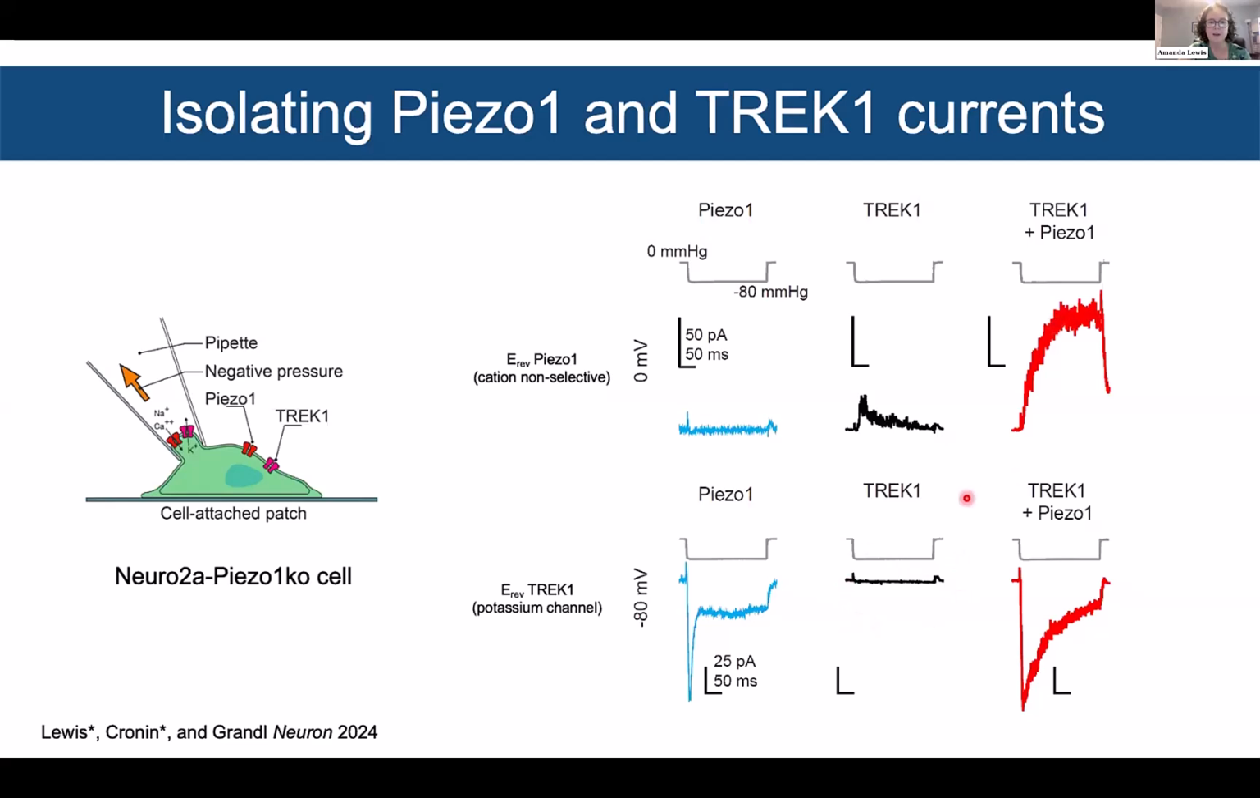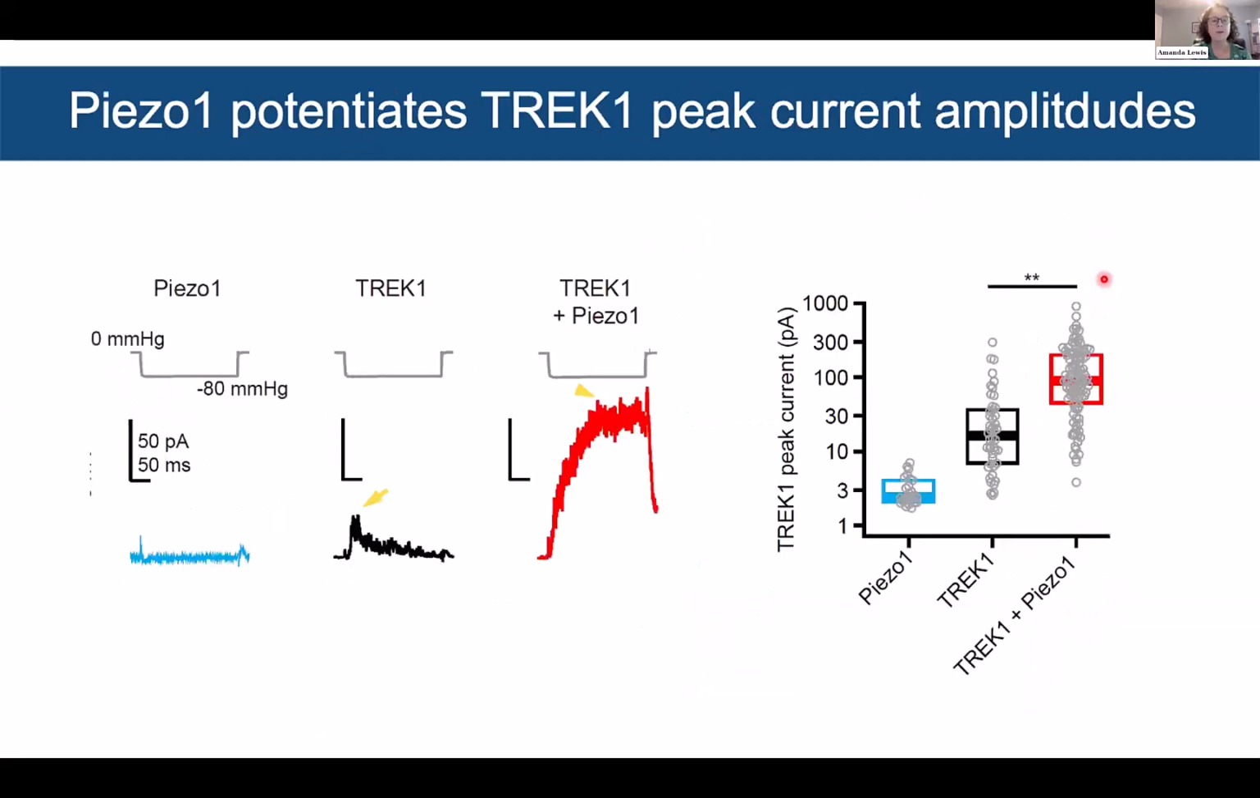And remarkably, when we look at a cell co-expressing both channels, we again see Piezo currents, inward Piezo currents at minus 80. And now, just like the Honoré lab, we observe that the TREK currents are much larger in the presence of Piezo than in its absence, thus replicating this initial finding by the Honoré lab. And we quantify these data in several ways. First, we look at the peak current. And when we look across many, many patches, we see that on average, indeed, the peak currents through TREK1 are much larger in the presence of Piezo.